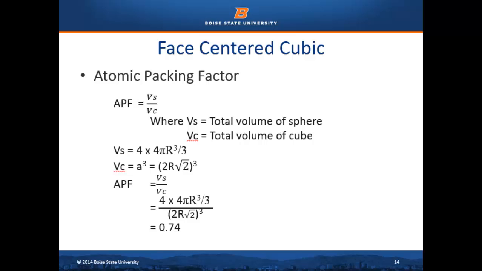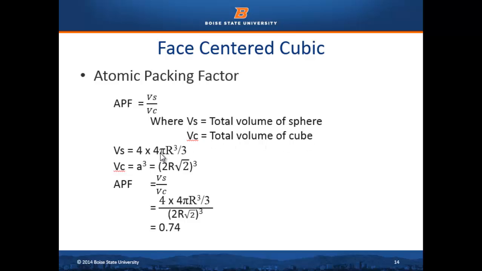Now, let's calculate the atomic packing factor of the FCC unit cell like we did with BCC before. This will tell us which cubic unit cell is tightly packed and which one is loosely packed. APF equals Vs over Vc, where Vs equals the total volume of spheres and Vc equals the total volume of the cube.